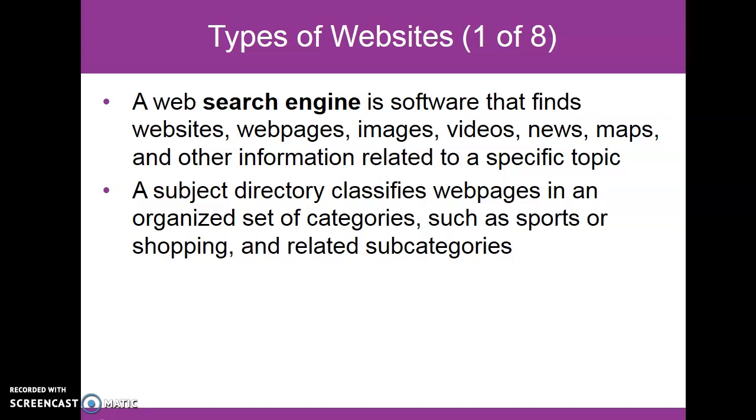First, search engine. A web search engine is software that finds websites, web pages, images, videos, news, maps, and other information related to a specific topic. Users can use a search engine to solve mathematical equations, define words, and more. Some search engines such as Bing, Google, and Yahoo are helpful in locating information on the web for which you do not know an exact web address or are not seeking a specific website.